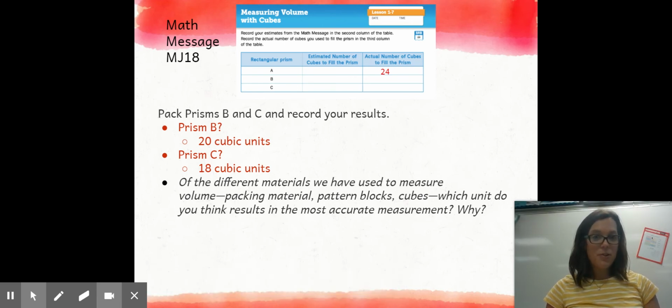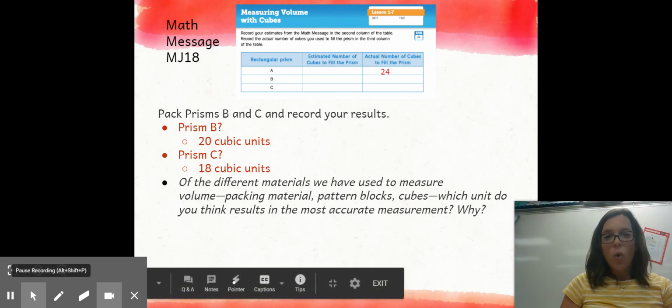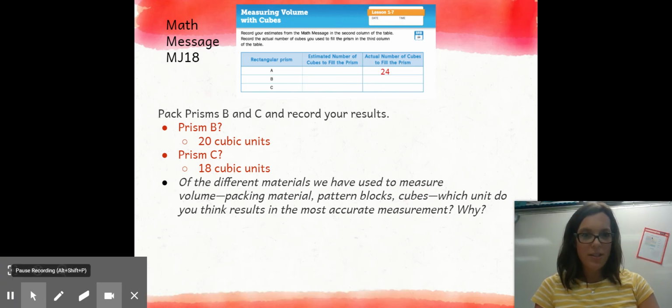So let's see if you were paying attention here. Of the different materials that we have used to measure volume, whether it be packing material, pattern blocks, popcorn kernels, or cubes, which unit do you think results in the most accurate measurement? Why? So pause the video here and think for a moment, which of those would be the best unit to measure and why?